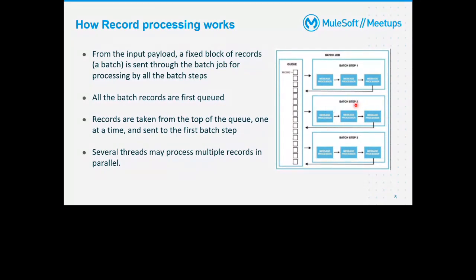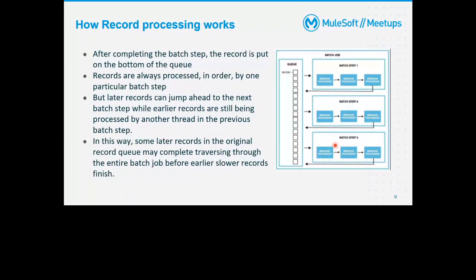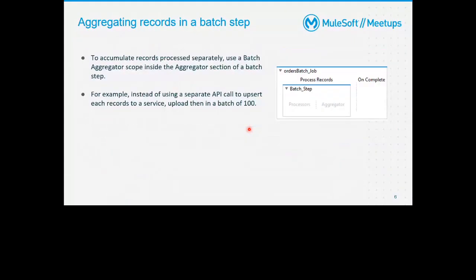So like this, however many batch steps you have, it will complete the execution of each batch step, and finally it will go into your on complete step. Before going into the on complete step, that is where your aggregation size comes into the picture. You will aggregate the records and then send them to the end system.